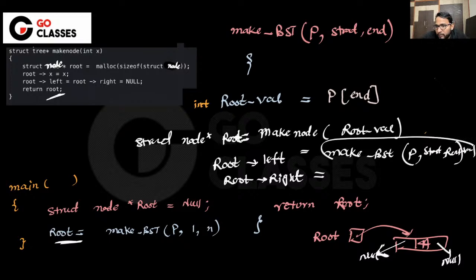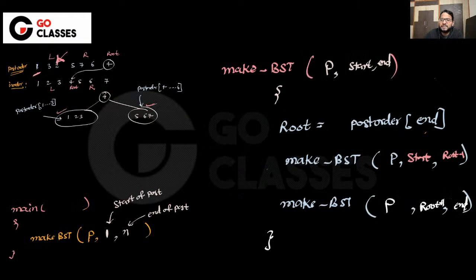Now this will return me a pointer. It happens recursively. So root left will be pointing to whatever this make BST is returning. So make BST will return the pointer to the root of this left subtree. Similarly this will also return a pointer, and that's how you can write the code. So basically it is just like this, in the pseudocode format.